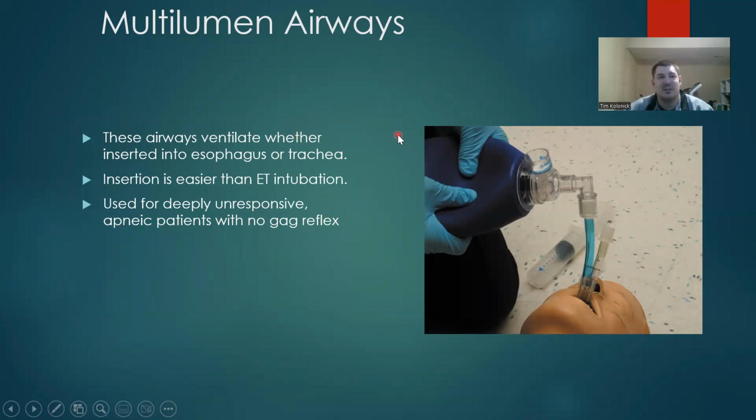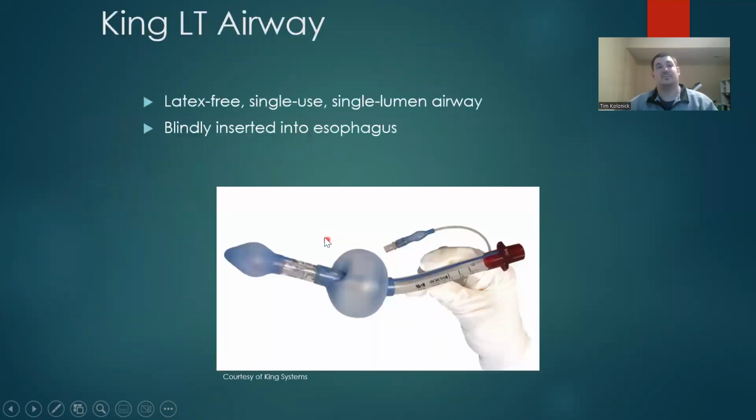It allows you to easily ventilate. It takes less time. You can throw it in there. It's a nice blind insertion device. Get an airway and breathe for your patient. Works great for CPR.